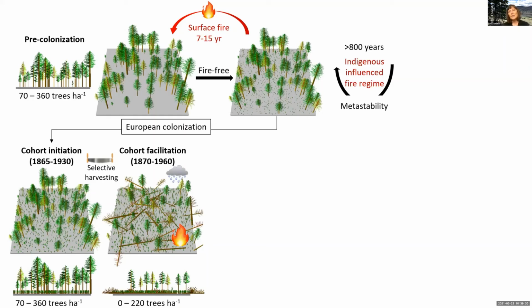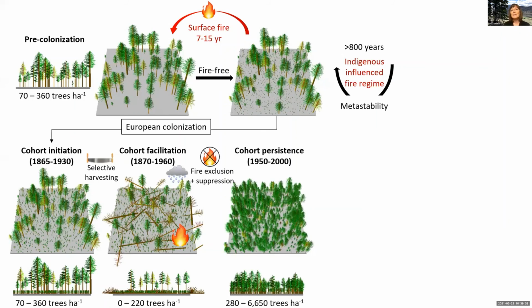We have then, during the 20th century, a period of cooler and wetter conditions that allowed those seedlings to persist and grow. And then, of course, fire exclusion and fire suppression, legacies of that European colonization, allowed those cohorts to persist. And so our reconstruction shows that today's stands are much denser.